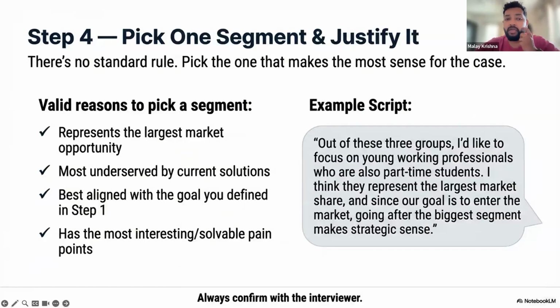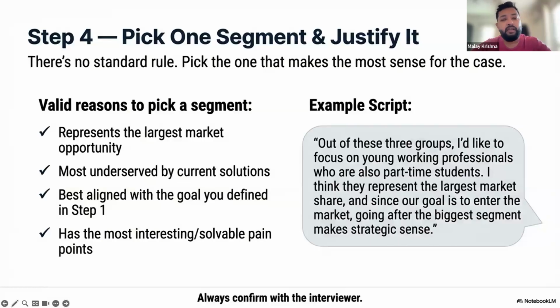Then pick one user segment and justify it, right? There is no magic for which one to pick, but you must justify your choice. So you can pick any segment, but you must justify. I am picking this segment because I believe they're the largest market opportunity. I am picking this segment because they're the most underserved by current solutions. I am picking them because solving for them directly aligns with the goal that we have set. I'm picking this one because the pain points are most acute and solvable, right? Essentially, you're trying to give a very clear picture to the interviewer of why you have taken a certain decision, right?